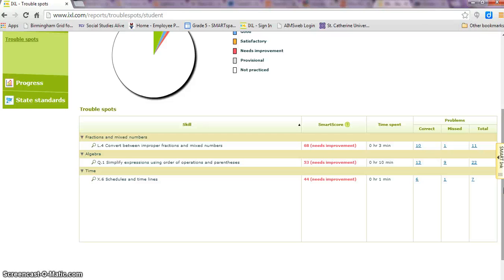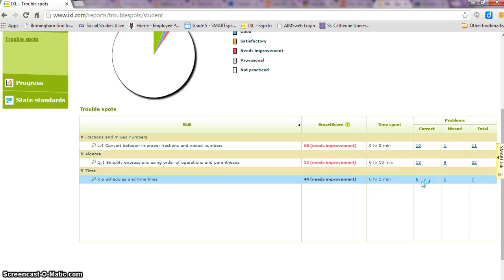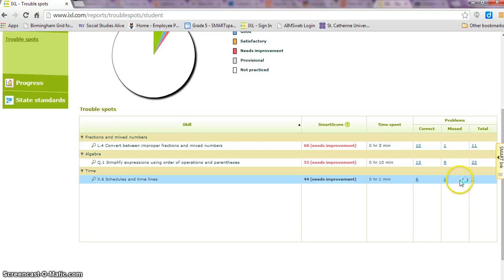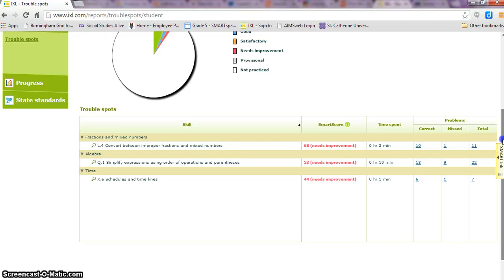One thing I want to point out is that if the SMART score is low, it could be because there just hasn't been very many problems practiced in that skill area. So don't be concerned if you notice a needs improvement, but the total number of questions is still very low.